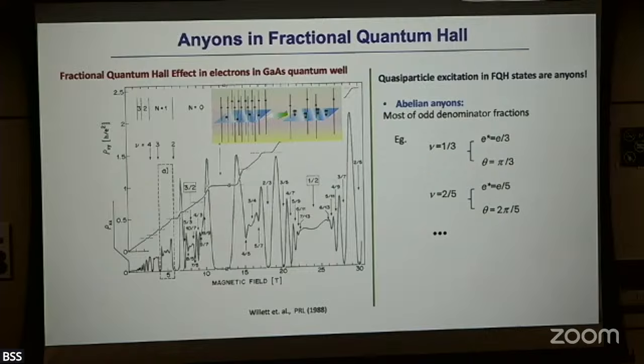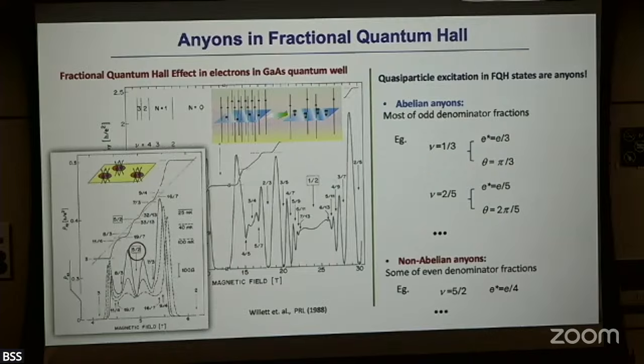The other exciting part is the so-called even-denominator quantum Hall states. This even-denominator state can be viewed as a pairing of composite fermion ground states, like superconductors, and the excitation here is supposed to carry an even fraction.